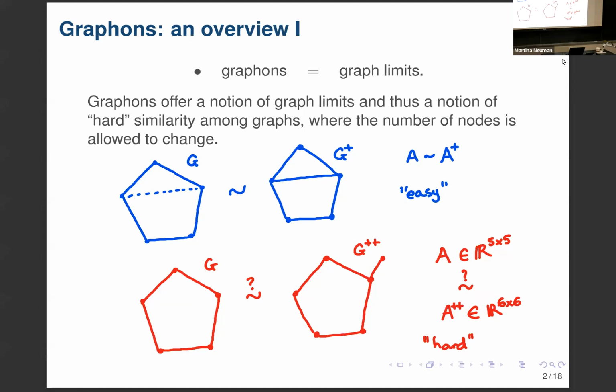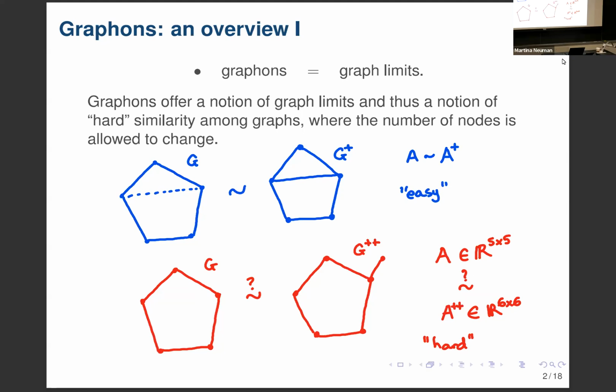But what happens if you decide to modify G a little bit differently, okay? So if you give it an extra edge and now you also give an extra node as well, then this kind of method breaks down, because now the adjacency matrices you look at, one of them is going to be 5 by 5 and one of them is going to be 6 by 6, okay? And then you cannot compare in this way anymore.